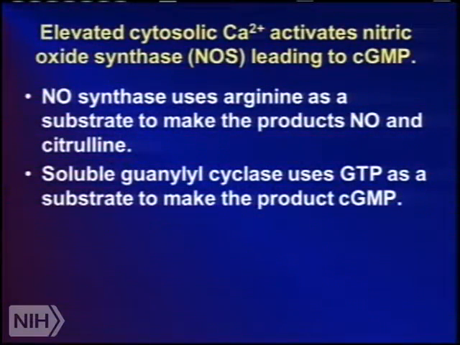So what happens in the central nervous system as well as other cells is that if you elevate the cytosolic calcium, and in particular if you open calcium channels, then that will activate the nitric oxide synthase. The nitric oxide synthase uses arginine as a substrate to make nitric oxide and citrulline as products. Then the soluble guanylyl cyclase uses GTP as a substrate, and the nitric oxide activates the guanylate cyclase to produce cyclic GMP, which functions as a second messenger in the cells.